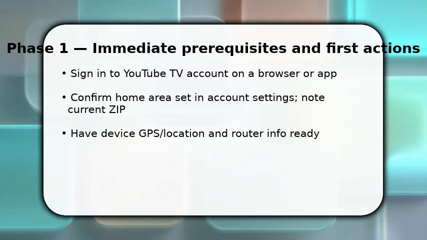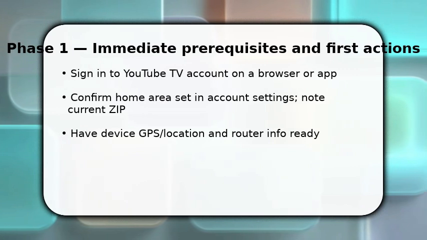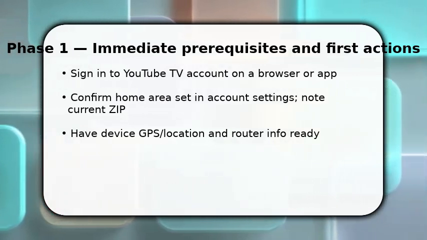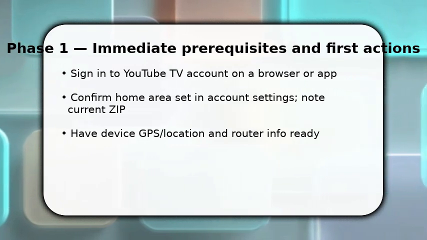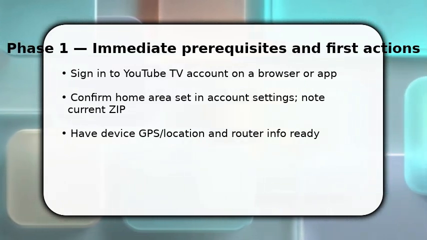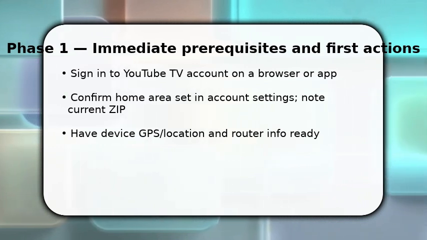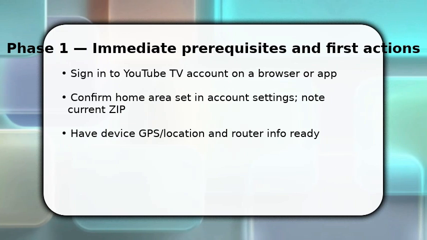You're signed in and ready. Start by confirming your home area in YouTube TV. Open Settings, then Membership, and look for Home Area. Note the ZIP code shown. Once done, make sure your device's location services are enabled and your router is broadcasting the correct network.